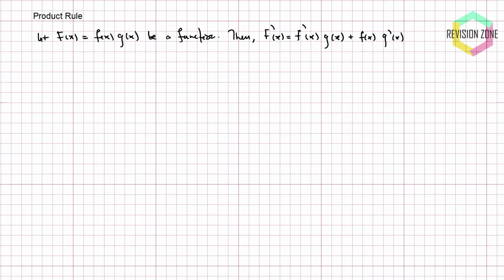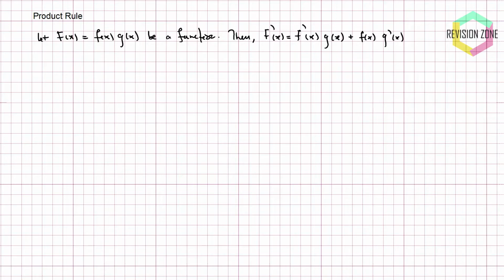Let's have a think about what the product rule actually says. The product rule says if you've got a function capital F of x made by taking two functions, say a lowercase f of x and a lowercase g of x, and multiplying them, then to differentiate capital F of x, namely to get capital F prime, you differentiate the lowercase f and multiply by g, and you differentiate the lowercase g and multiply by f, and then you add up your results. Okay, so let's see why this might be true.